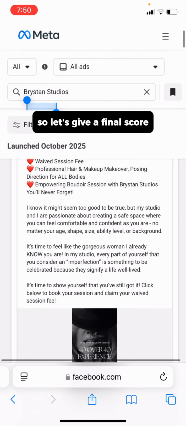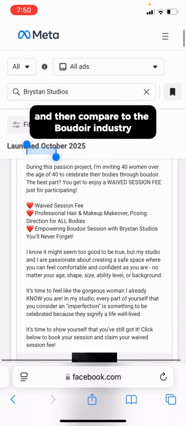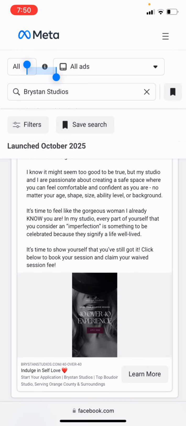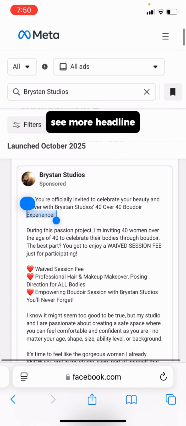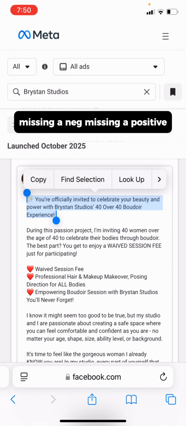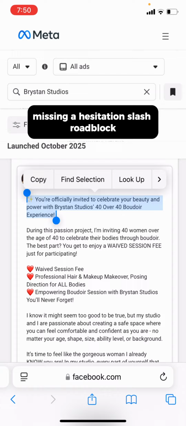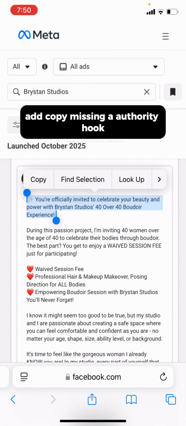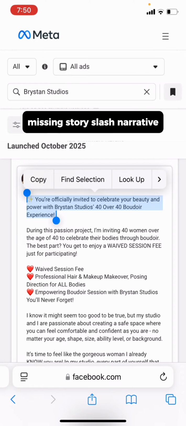All right, so let's give a final score and then compare it to the boudoir industry. So we'll score the mistakes here. Does it look like an ad? Yes, so we got the mistake. See more headline, missing a who, missing a negative, missing a positive, missing a hesitation / roadblock. Ad copy, missing an authority hook, missing story / narrative. We got the full offer. Okay, good.